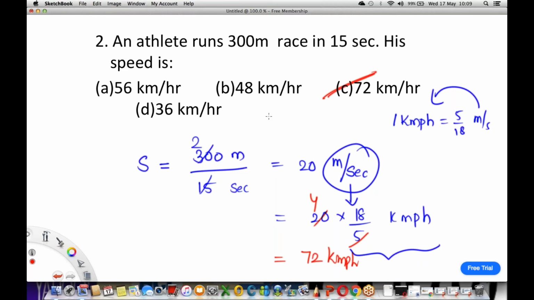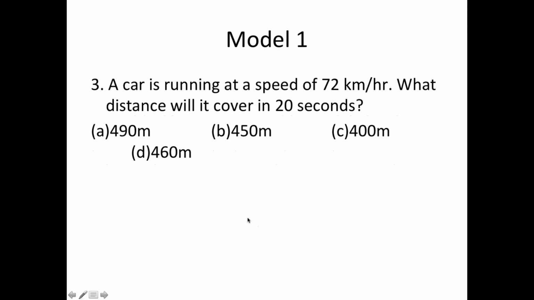Right? Just solve this and give me the answer. Quick. A car is running at a speed of 72 kilometer per hour. What is the distance it will cover in 20 seconds of time?